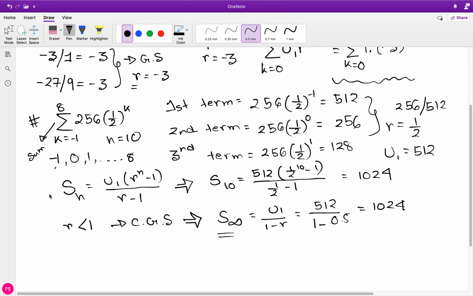The reason I showed you this formula is that when you have a divergent geometric series, that means when the ratio is more than 1, you will need to use this. And to use this, you need to know the number of terms as well, and this is how you can find the number of terms.